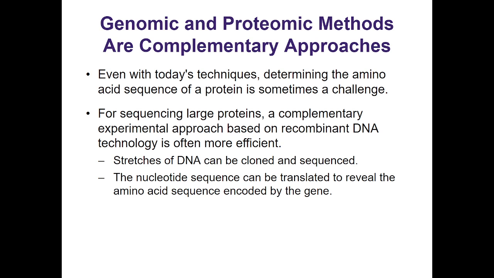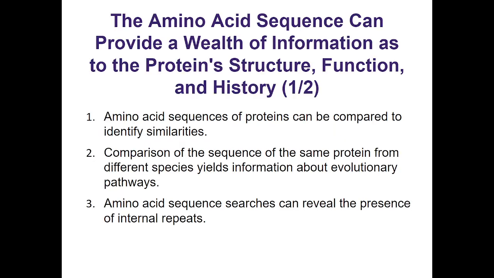This is going to be based on things like recombinant DNA technology, which will be more efficient. So stretches of your DNA can then be cloned and sequenced. The nucleotide sequence can then be translated. This will reveal the amino acid sequence encoded by the gene that encodes the protein.